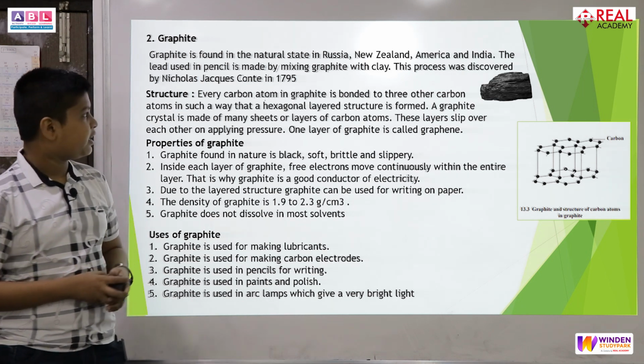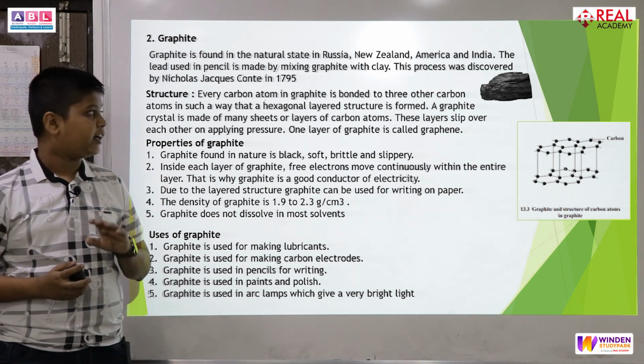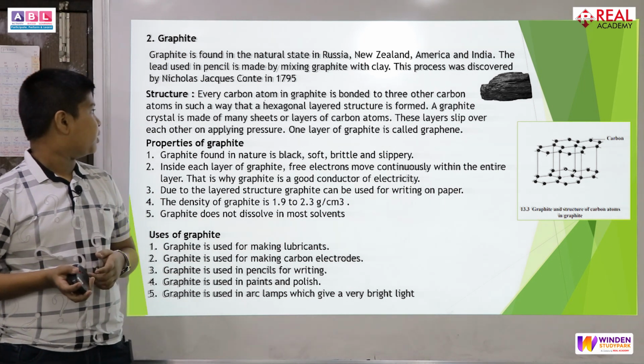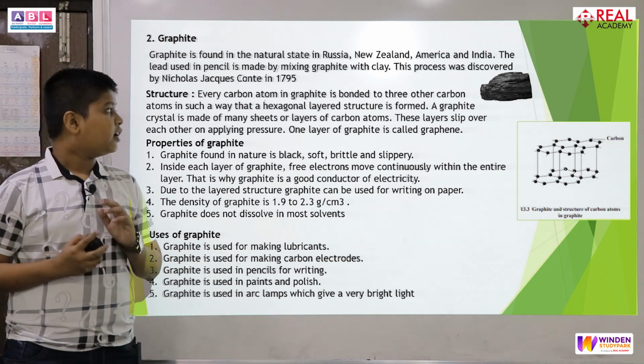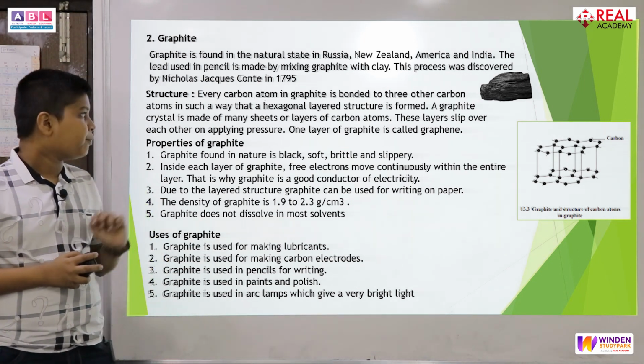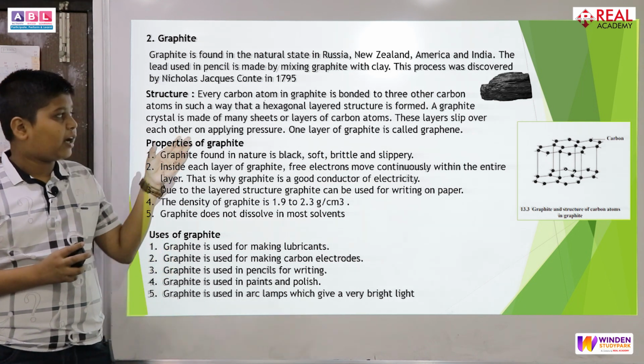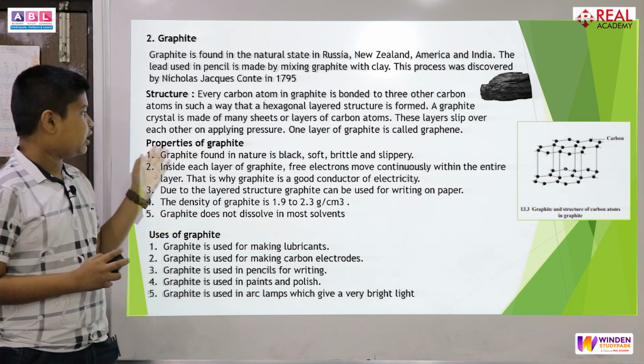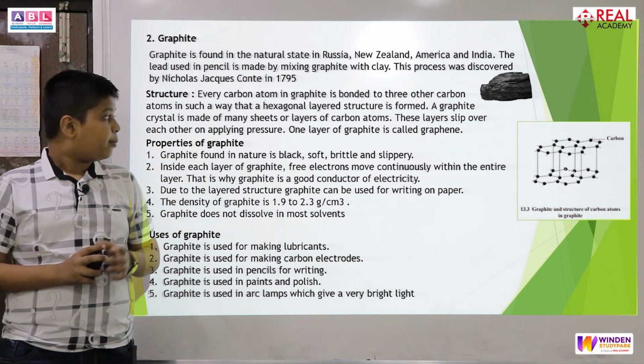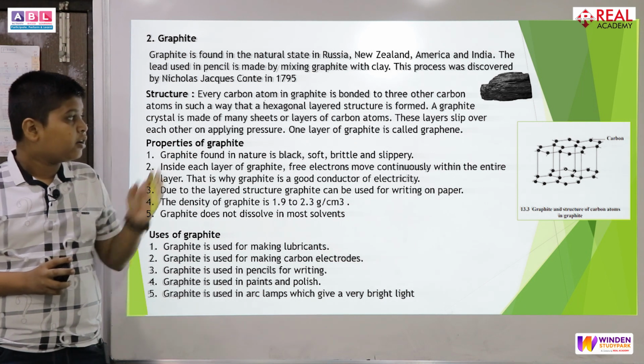Structure of graphite: every carbon atom in graphite is bound to 3 other carbon atoms in such a way that a hexagonal layer structure is formed. A graphite crystal is made from many sheets or layers of carbon atoms. These layers slip over each other on applying pressure. One layer of graphite is called graphene.